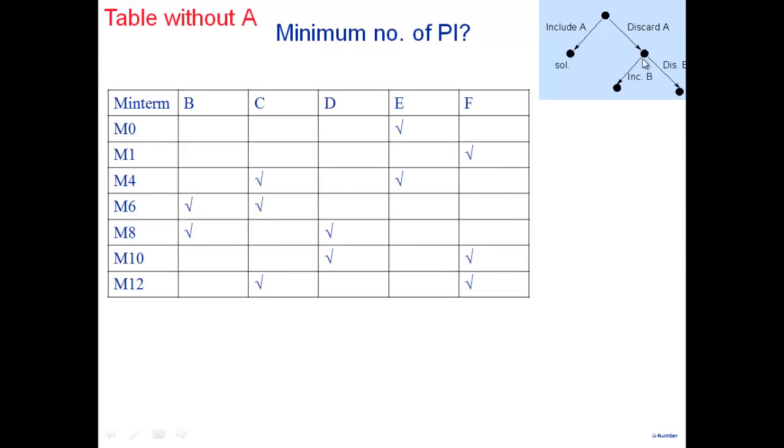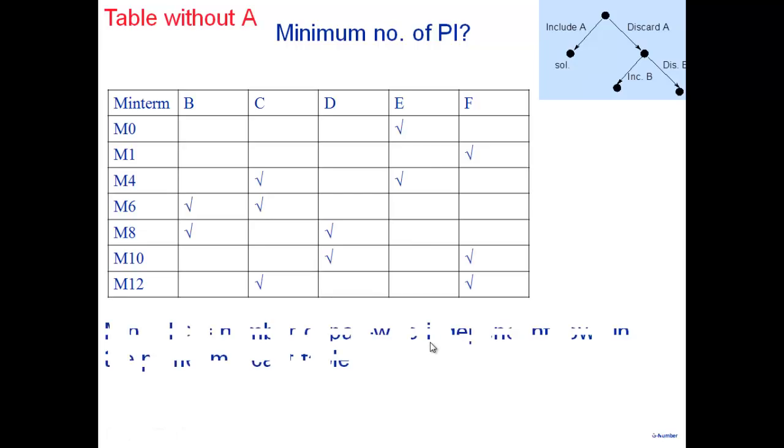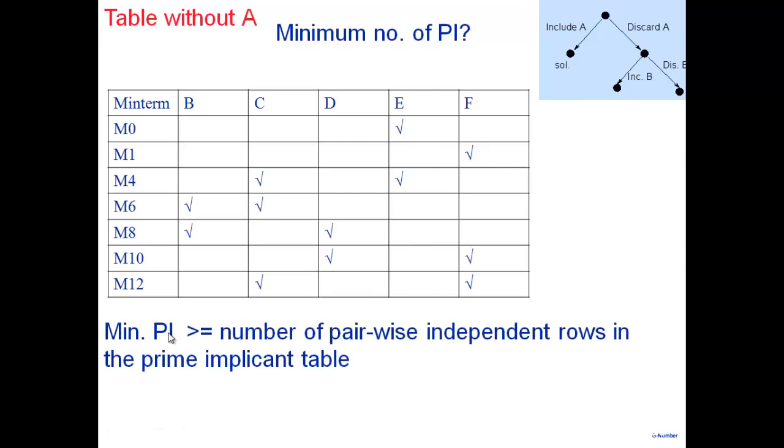I've discarded A and I'm here. I'm not going to solve it. Maybe I can solve it at this stage, but that's not our interest. Our interest is to predict what is the minimum number of PIs that this particular path will give me. So the idea is the following. Minimum PI will be the number of pairwise independent rows in the prime implicant table.